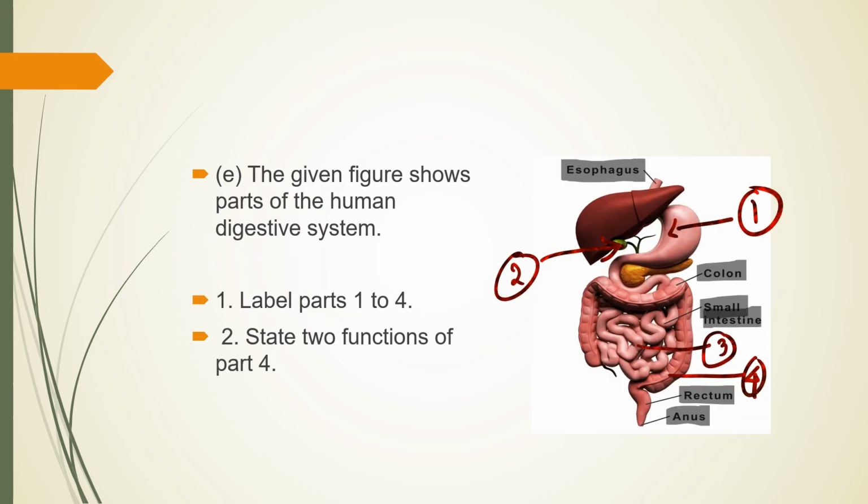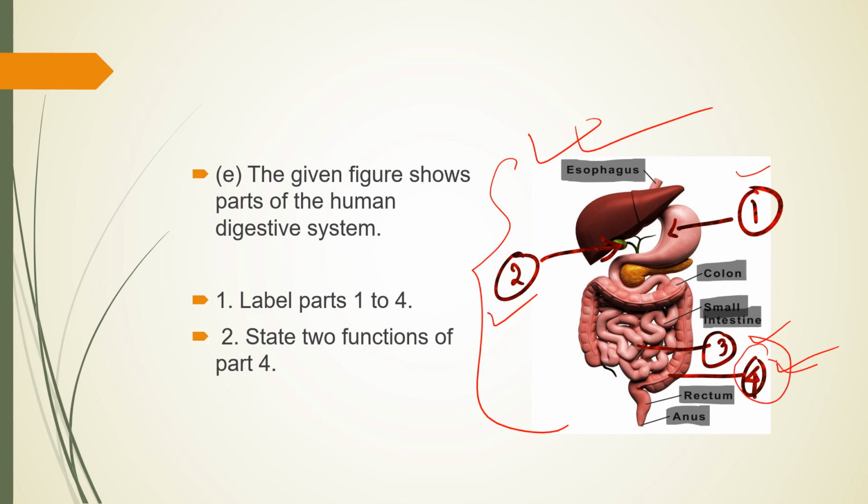Now next there is a given figure which shows the parts of the human digestive system. I have tried to label this 1, 2, 3, 4. You have to label these 4 parts, which I have marked with arrows, and give any 2 functions of part 4. Is it clear?